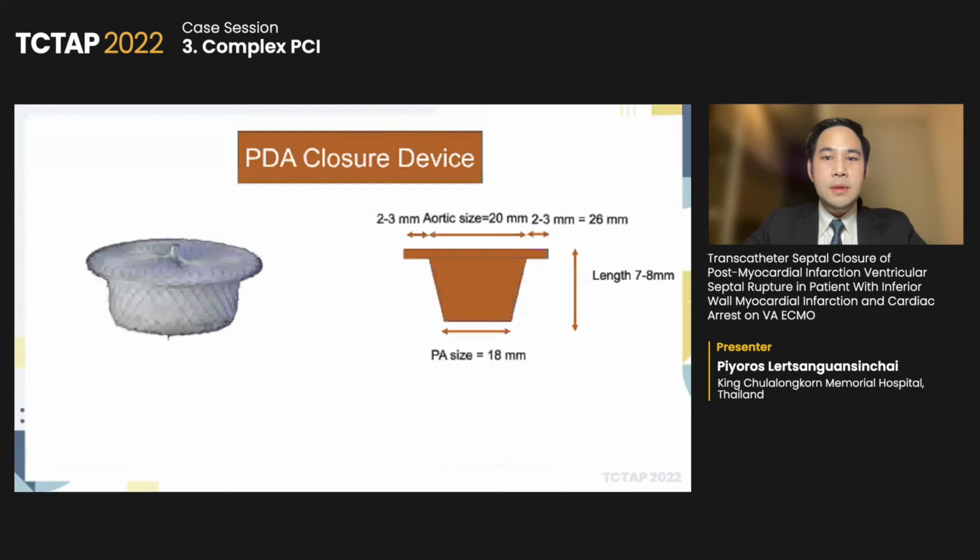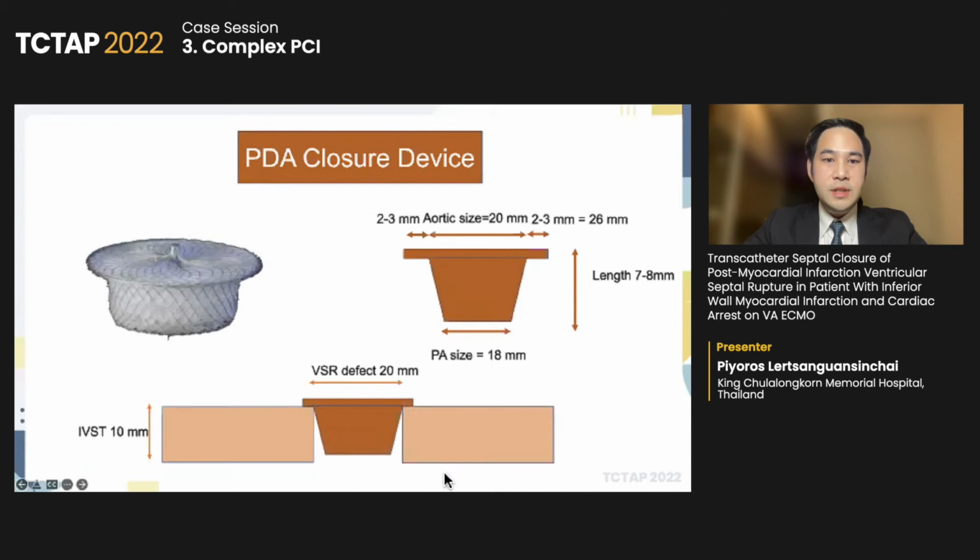The biggest size has an aortic disc 26 millimeters in diameter and a PA disc 18 millimeters in diameter. As you can see, the PA disc was not wide enough to close the defect. Also, when the waist of the device elongated along with the gross septal thickness, the aortic disc became shorter. So we cannot use a PDA closure device to close the defect.